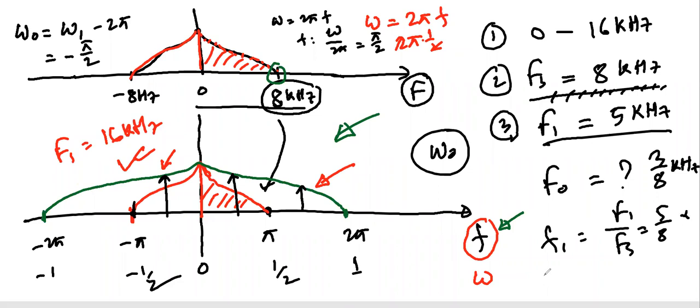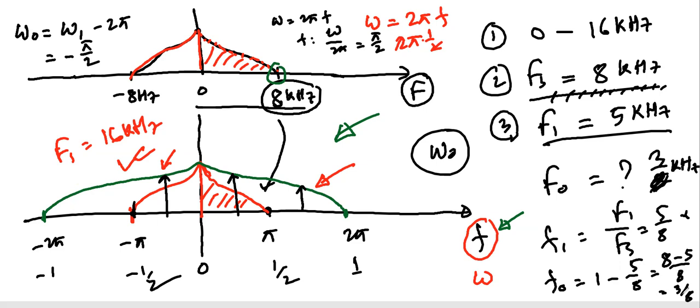Now we can find very easily that after 1, it will be repeated. So we can find f0 is equal to nothing but 1 minus 5 by 8. Sir, f0 is 3 by 8 and capital F0 is 3 kilohertz. It seems good. So f0 is equal to 8 minus 5 divided by 8, so that is 3 by 8.